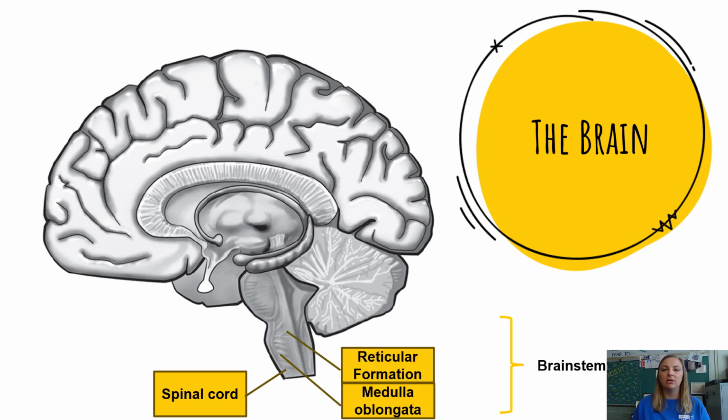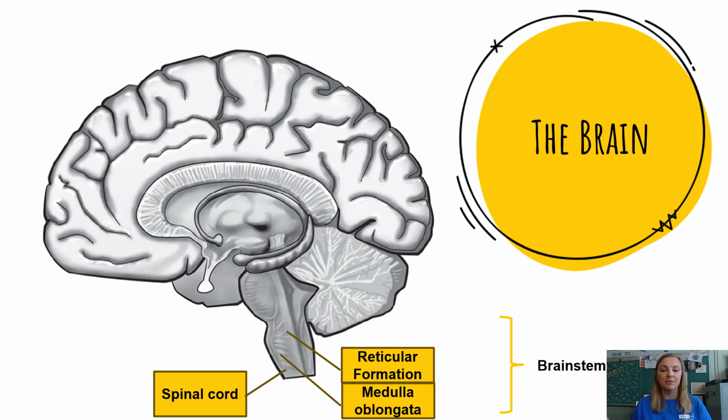The next structure is the reticular formation. You will sometimes see this referred to as the reticular activating system. This structure is in charge of arousal and consciousness. I don't mean sexual arousal, I mean making you alert, helping you wake up every single morning. So the reticular formation is allowing you to be conscious and awake and alert and able to function. If you have damage to the reticular formation, you would not be able to wake up.